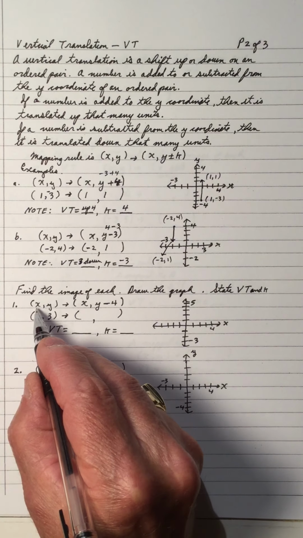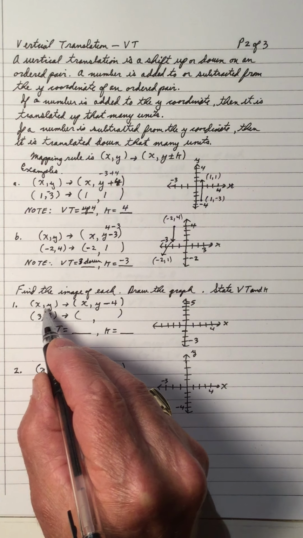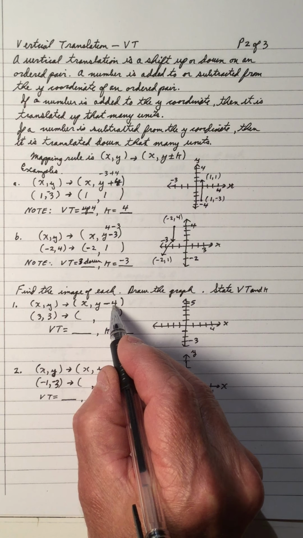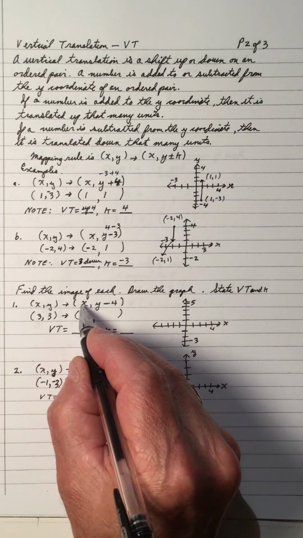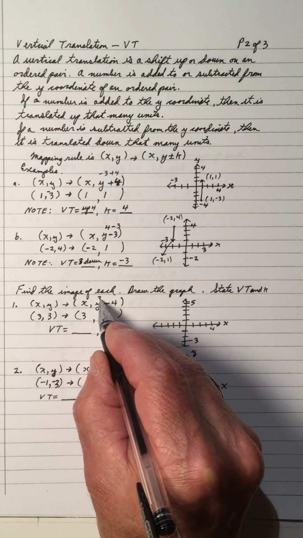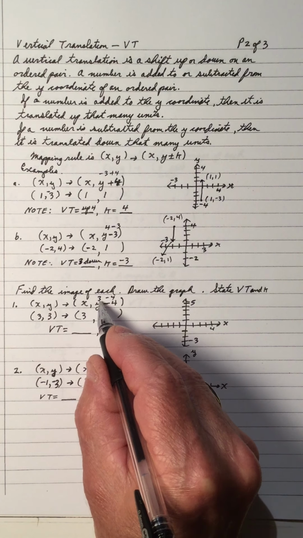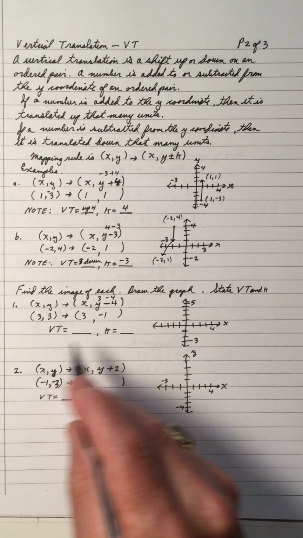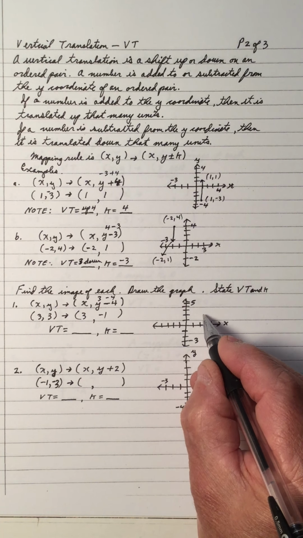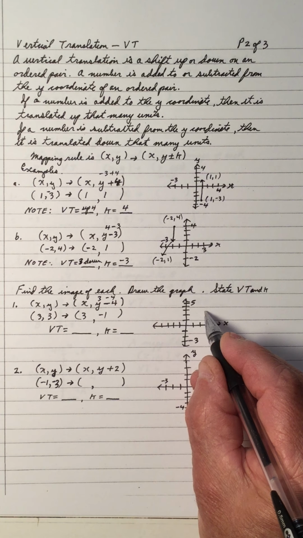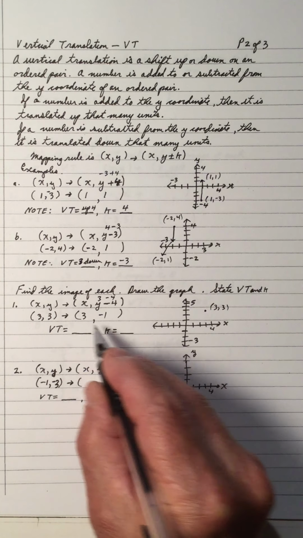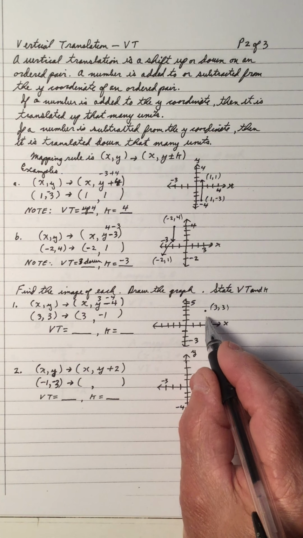Here we go. The mapping rule is (x, y) is mapped to (x, y minus 4). So x didn't change, so that's 3. So y is 3, so 3 minus 4. 3 minus 4 is negative 1. So x is 3, y is 3, which is right there. So that's the point (3, 3). The new point is (3, negative 1).